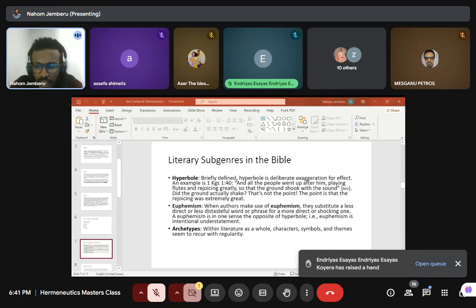We, for example, find archetypes, that is, characters, symbols, and themes that appear regularly. Those are literary skills, those are literary styles. So the biblical writers employ subgenres like this also. So text-centered hermeneutics focuses on this kind of aspects in the finished text. It tries to identify what kind of subgenres are employed. It tells us how a certain message is being communicated rather than only stating what is being communicated. It tells us how it actually is communicated. For text-centered hermeneutics, the how of it matters, just like the content of it matters as well.